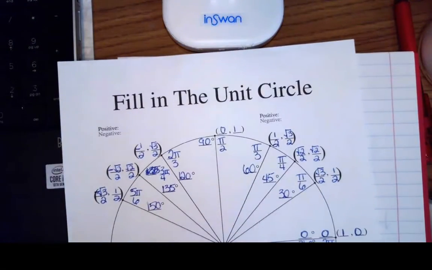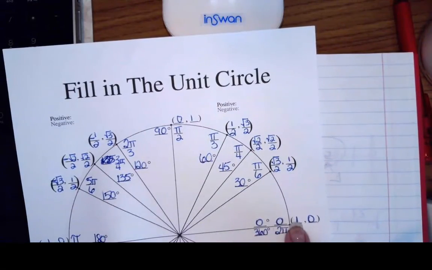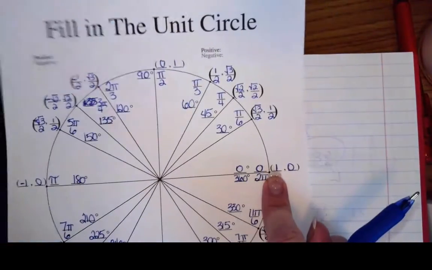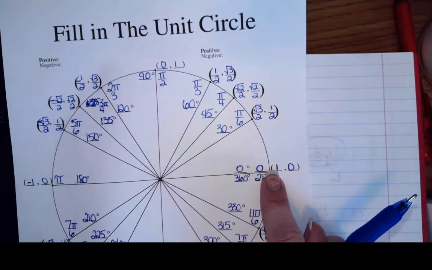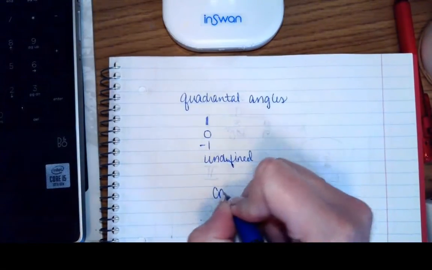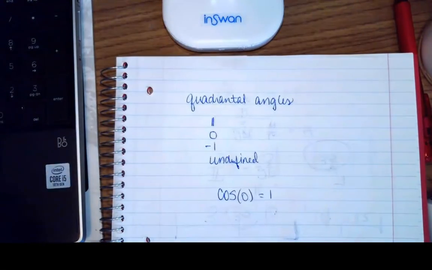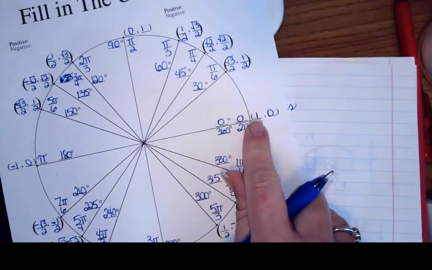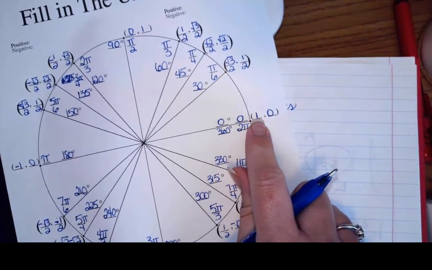So remember that your x-coordinate also refers to cosine. So I can say that the cosine of 0, which is a quadrantal angle, is 0. Okay, I just said that wrong. Cosine of 0 is 1. I said 0, I meant 1. Cosine of 0 is 1, because that's your x-coordinate at 1.